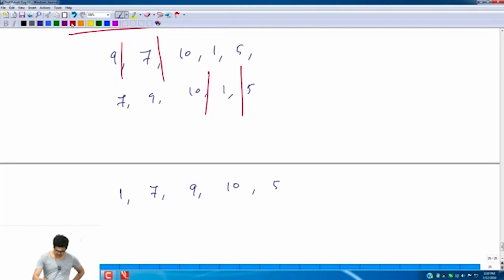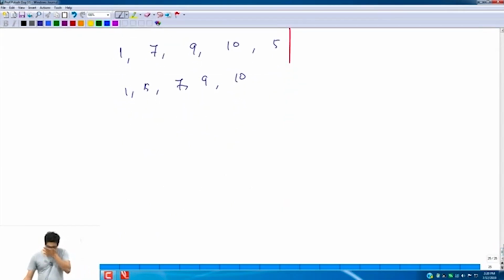Now in the next iteration, I move my window and I want to incorporate 5, and again by sequentially searching I find the appropriate place and put 5 there. So this is insertion sort. Okay, a couple of observations regarding insertion sort.